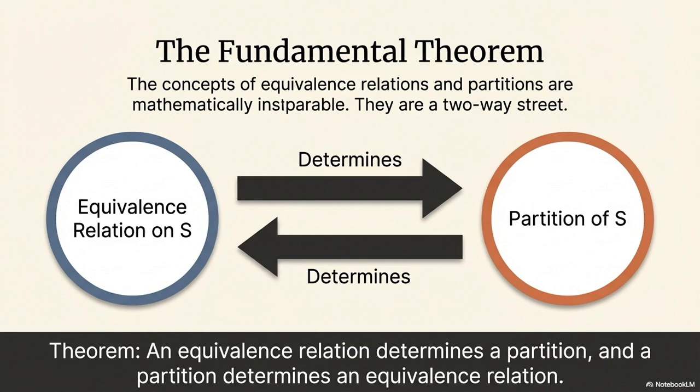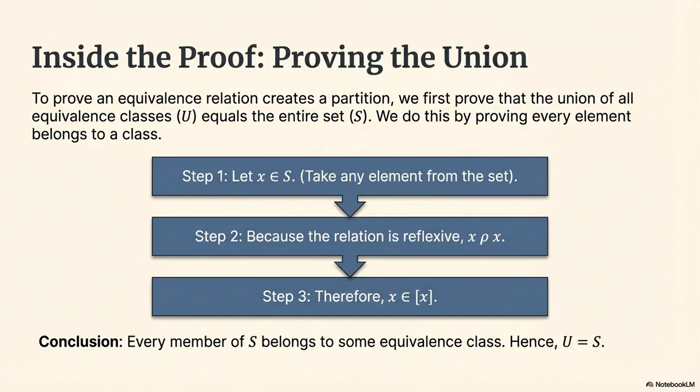One view is relational, based on ordered pairs and properties. The other view is set theoretic, based on grouped subsets. In advanced work, you choose whichever view simplifies the problem, then translate back when needed. Here we enter the proof that an equivalence relation induces a partition, starting with the union property.